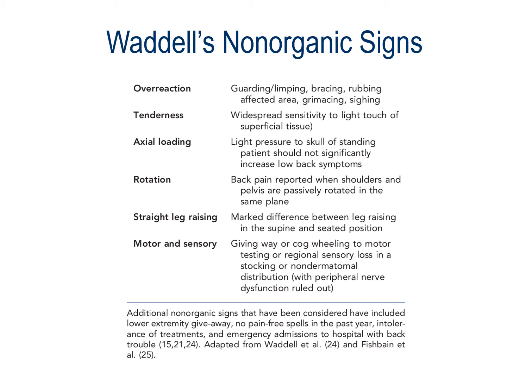And so let's go over them just quickly. And if you look at the list here, the first one there is overreaction. So these are individuals that when you meet them for the first time in the waiting room and bring them back to the treatment area, you're going to notice grimacing, sighing, limping, just a general overreaction to their condition. They're going to have tenderness, meaning that there's widespread sensitivity to very light touch of superficial tissue.